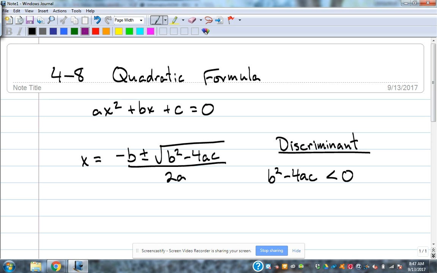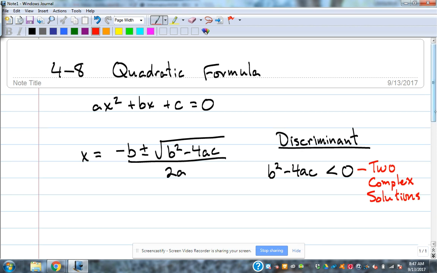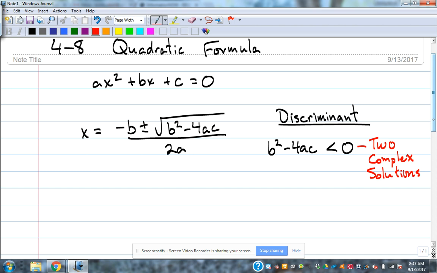What that implies is that there are two complex solutions. When the discriminant b squared minus 4ac is negative, or less than 0, there are two complex solutions to the problem.